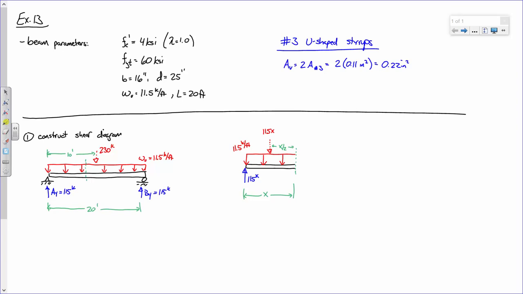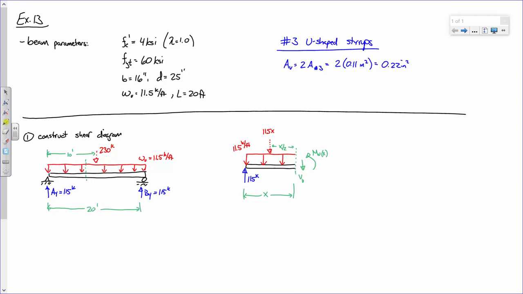Down. There we go. And so this is V. We're going to call this VU of X. And then there's a moment. So here, let me redo this. So there's VU of X, and then there's MU of X, right? Everybody with me on that?